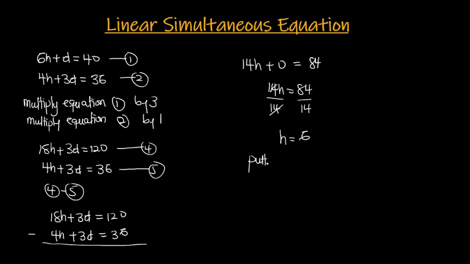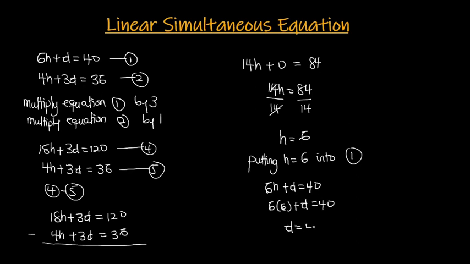So putting h is equal to 6 into equation 1 to get the value of my d, I have 6h plus d is equal to 40. That means I have 6 multiplied by 6 plus d equals 40. So my d becomes 40 minus 6 multiplied by 6 will give me 36. I bring it here, it becomes negative, so minus 36. And so my d is equal to 40 minus 36, and that will give me 4. So the value of my d is 4, and then the value of h is 6 as seen over here.